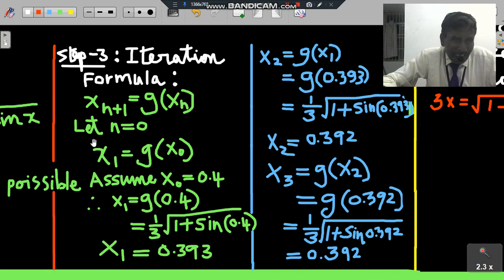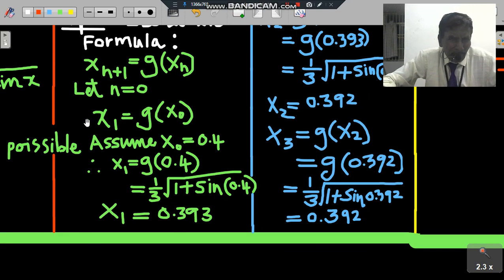Now let me take n equals 0. When I take n equals 0, this equation will become x1 equals g of x naught. Am I correct? Because n is equal to 0, we are putting 0 here, so x1 equals g of x naught.